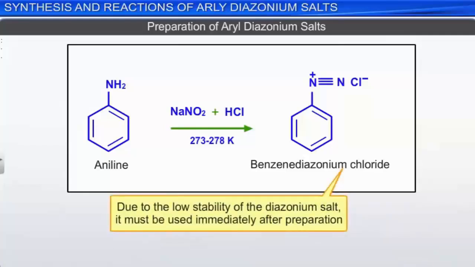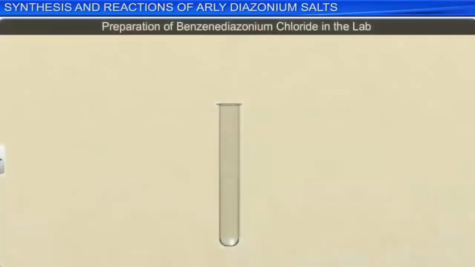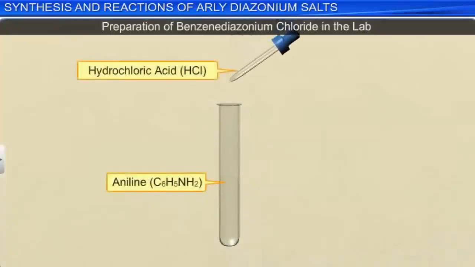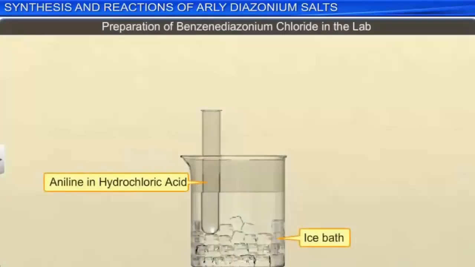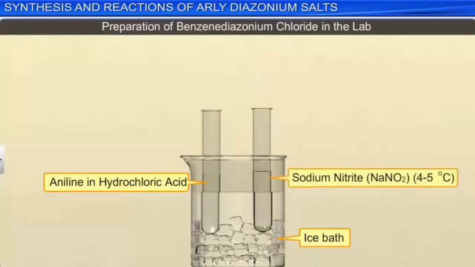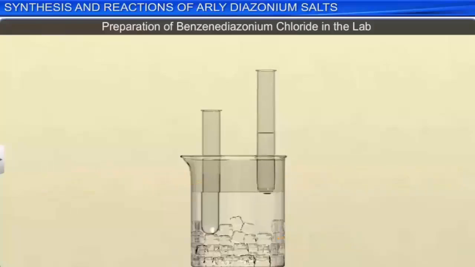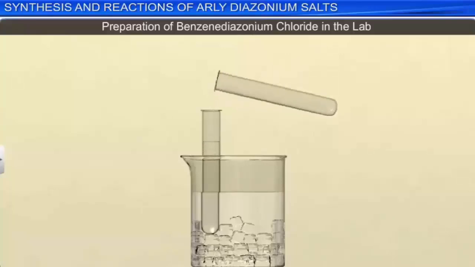To prepare benzene diazonium chloride in the lab, a solution of aniline is prepared in hydrochloric acid and placed in a beaker of ice. The sodium nitrite solution is also cooled on the ice. The solution of sodium nitrite is then added very slowly to the solution of aniline in hydrochloric acid, keeping the temperature below 5 degrees Celsius at all times. If you use a different acid, you will get a different anion for the salt.